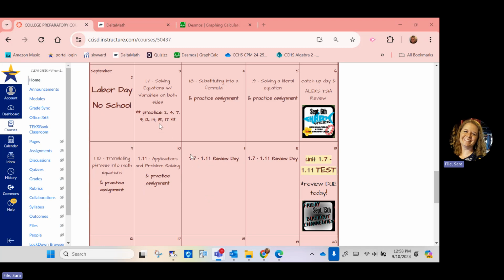So last week, when we came back from the 3-day weekend, we had tested the week before on up to 1.6. Unit 1, we split into 2 tests. So we're almost done with the second part of Unit 1. We did 1.7, 8, and 9 last week. And then yesterday we did 1.10. Today we're going to do 1.11.